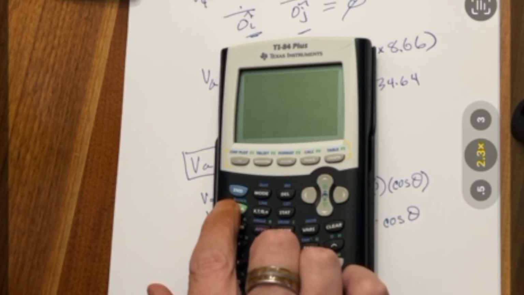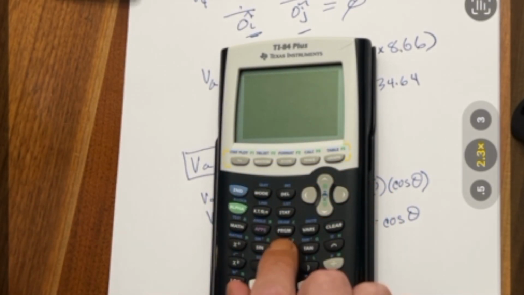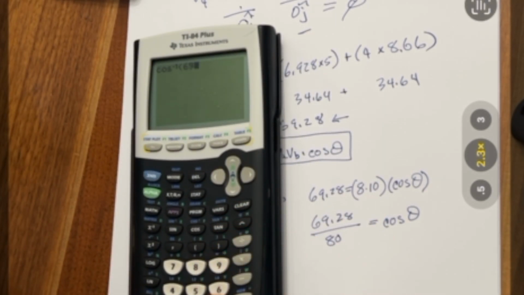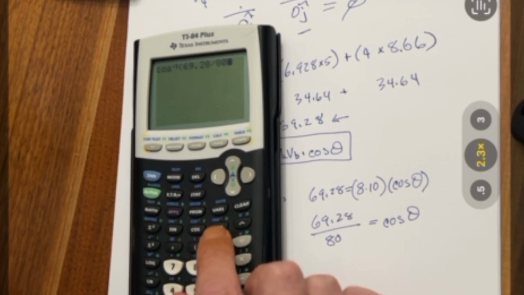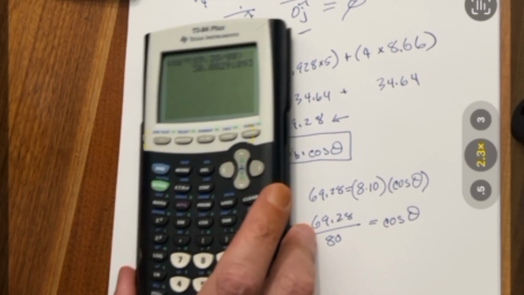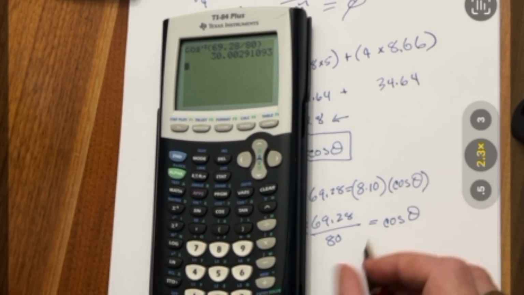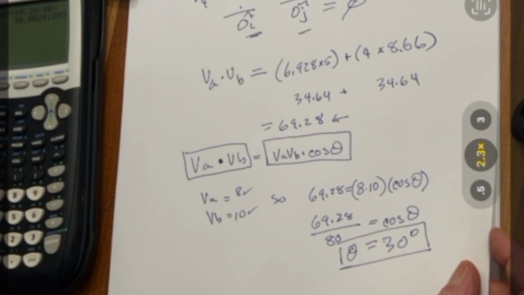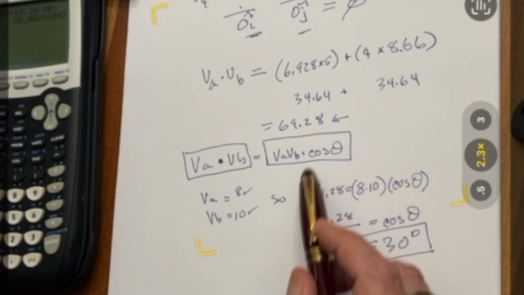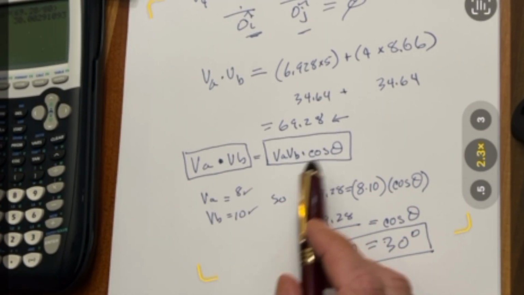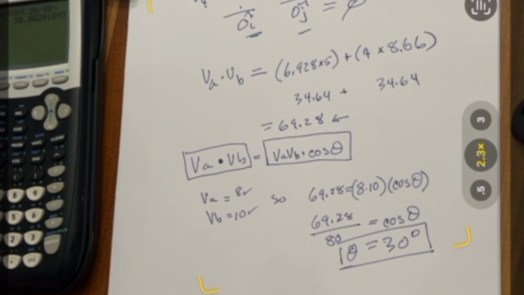So bring out our trusty calculator again. Let's do second cosine to get the arc cosine function, and we'll take 69.28 divided by 80 and see what that equals. 30 degrees. And that's pretty much all I wanted to talk about as far as dot products went. So the purpose of the dot product is to get you a value that you can in turn use to calculate the angle between two vectors.